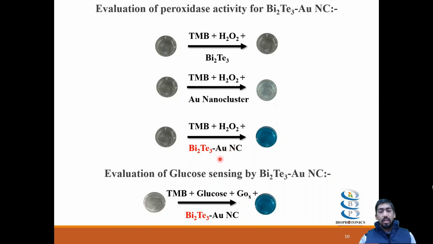So we further evaluated the glucose sensing by this bismuth telluride gold nanocomposite, where we use glucose and glucose oxidase. Basically, when glucose reacts with glucose oxidase, it forms H2O2, and the same reaction happens in the presence of TMB and the gold nanocomposites. Therefore, we can see here that in the presence of TMB, bismuth telluride gold nanocomposites, and the H2O2 formed from the reaction of glucose and GOx, we get this blue color. This blue color indicates that we can easily sense different millimolar concentrations of glucose.